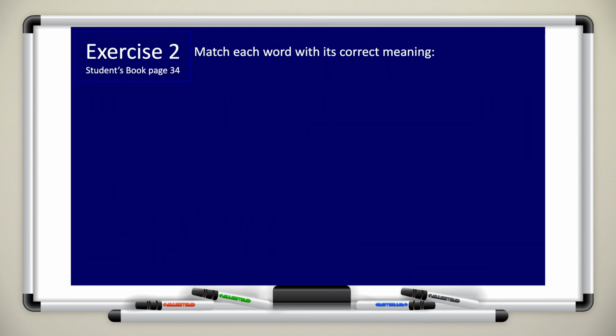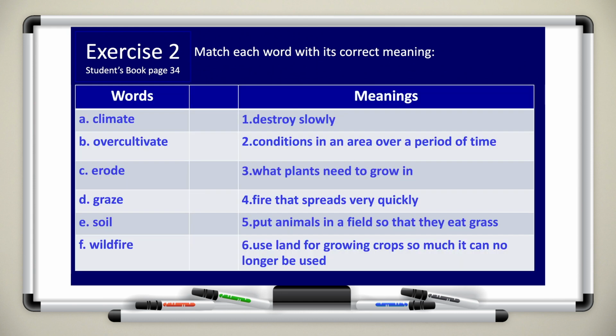Now, this is an exercise for you. You will find this in the student's book, page 34. Match each word with its correct meaning. You can try this before we proceed with the answers, and then we'll do it together. Let's start. First, we have the word climate, and we just covered this one. Climate means conditions in an area over a period of time.